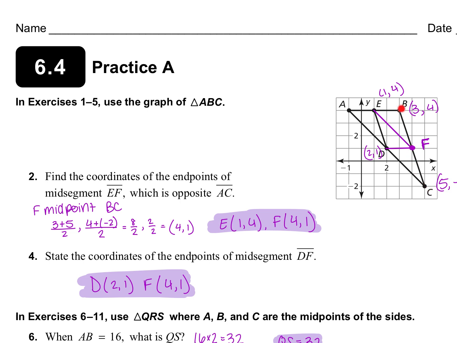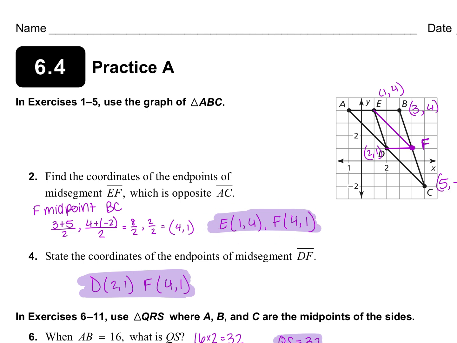So first you had to find F, the midpoint for BC. I plugged it into my midpoint formula, or you could have looked at the graph and gotten your answer. That's fine. So I know my coordinates for F is 4, 1. Then they're asking for E as well. If you know how to find your coordinates on a coordinate plane, you're going over 1, up 4. This should have been your answer for number 2.